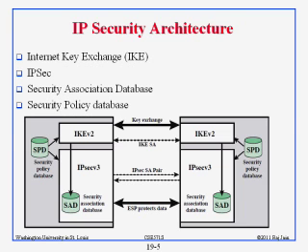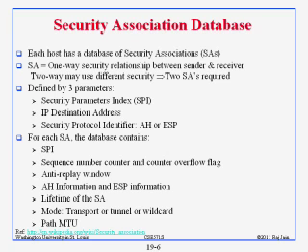Okay. So again, let's see. The key components are IKE, AH or ESP. Those are the three protocols. Then there are two databases, five things. All right. So security associations.